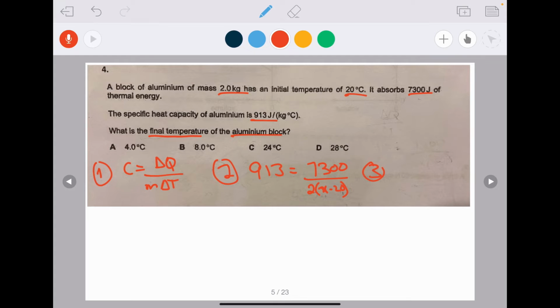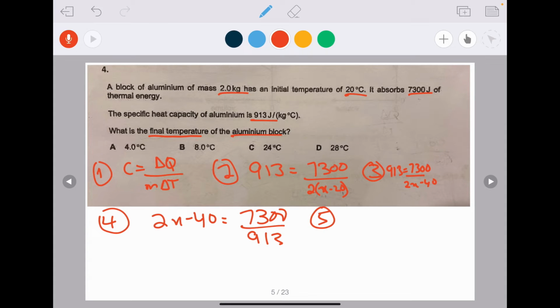Then in step 3, we can write that 913 is equal to 7,300 divided by 2x minus 40. In step number 4, we can switch the denominator around, so it'll become 2x minus 40 equals 7,300 divided by 913. And then in step number 5, 2x minus 40 is equal to, when you divide 7,300 by 913, rounded off to 3 significant figures, you get 8.00. So this means that 2x will equal 48 and x would equal 24 degrees Celsius. Therefore, the answer will be C.